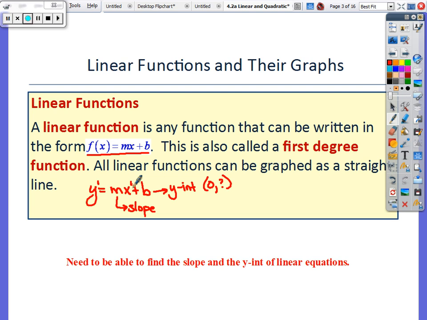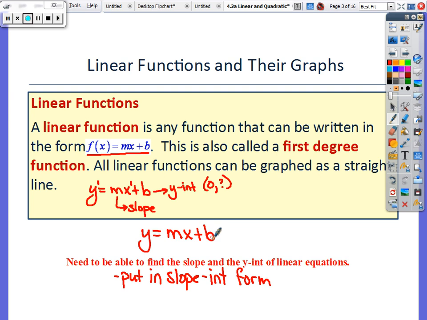You need to make sure you're able to find the slope and the y-intercept of linear equations. In other words, how do I do this? It's pretty easy. Put it in slope-intercept form. If you can put it in slope-intercept form, then you can identify what the slope and the y-intercept are. Slope-intercept form, just again a review, is y equals mx plus b. So how do I put it in slope-intercept form? It's actually pretty simple. Isolate the y. Once the y is isolated, whatever the coefficient of the x is will be the slope, and whatever the constant is will be your y-intercept.